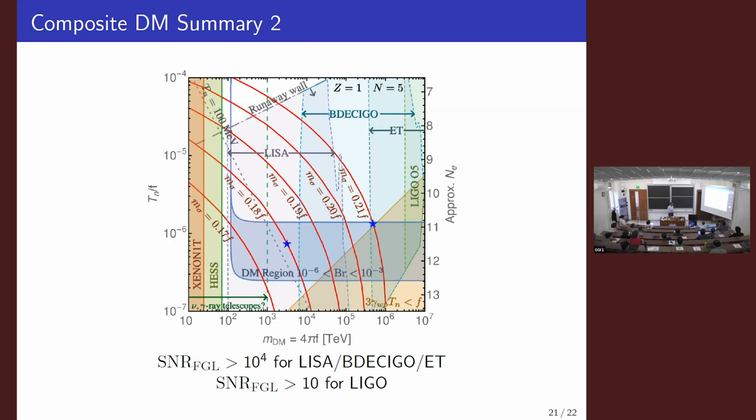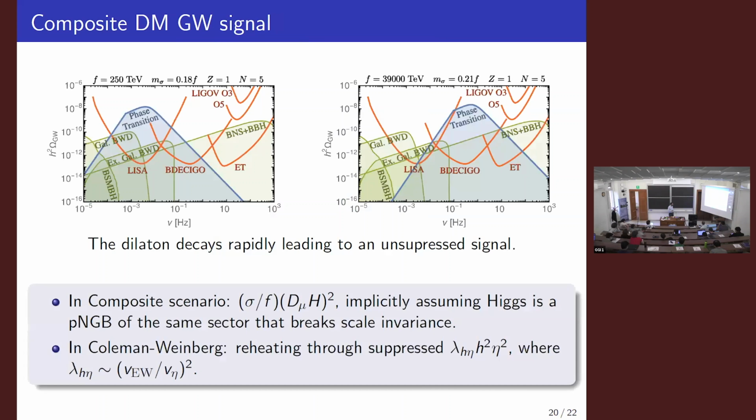Yes, thanks. So you said something about when you were talking about the strength of the gravitational waves. You were saying something about the connection to the Higgs being a PNGB, and I didn't understand this. So can you maybe go back and explain? Yeah.